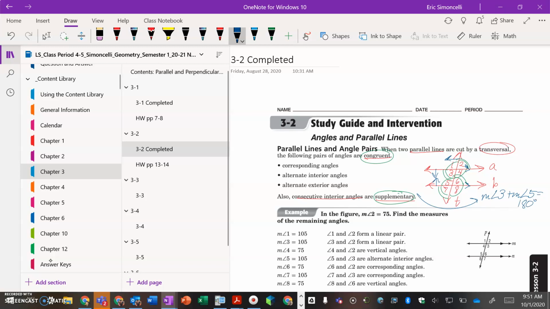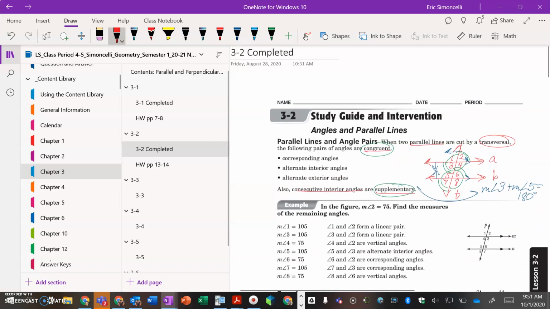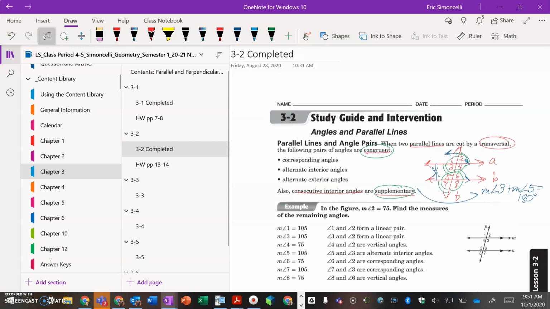And the same is true with angle 4 and 6. The measure of angle 4 plus the measure of angle 6 should equal 180 degrees. Okay, so as we continue in the example, in the figure, the measure of angle 2 is 75, so let's mark it up. You can draw that picture, of course, and I would recommend you do that in your notes spiral. It says find the measures of the remaining angles.